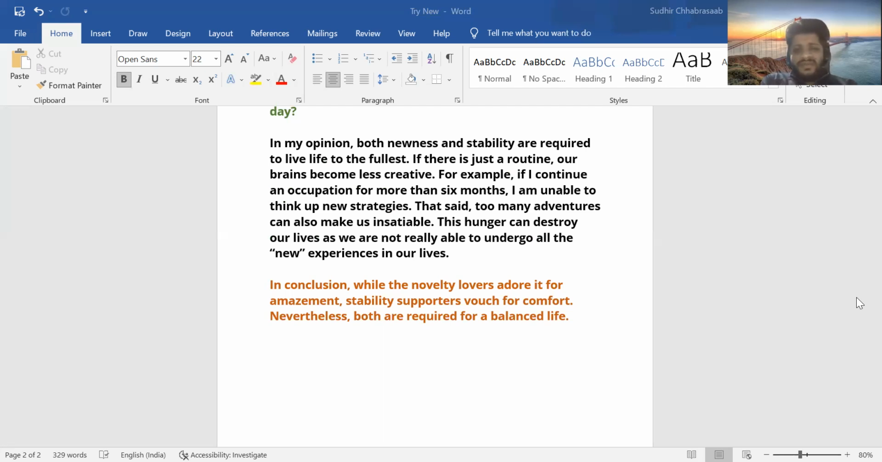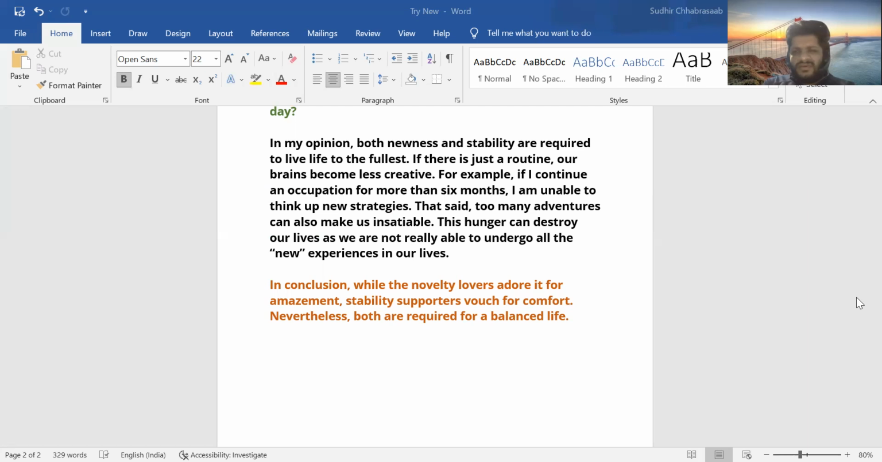That said, too many adventures can also make us insatiable. Insatiable means we are not satisfied ever. This hunger can destroy our lives as we are not really able to undergo all the new experiences in our lives. It's not possible to have everything. You cannot go to every destination you want to go to, or you cannot eat everything you want. Some dishes are very expensive, or you cannot buy every clothing item you want to buy because brands are so expensive. So not everything can happen. If in spite of these limitations we keep yearning for new things, then we are going to become anxious, uncomfortable, insatiable, and that is also not something that we should do when we are living.